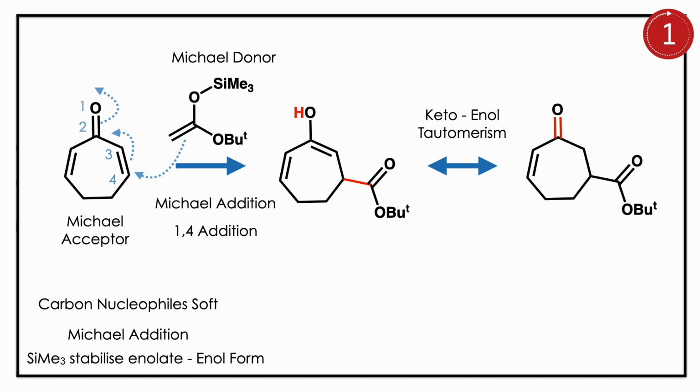It attacks the fourth position. You have a new CC bond. You have enol situation. Enol becomes ketone. You have the final product. The concept you have to learn here is, whenever you look at trimethylsilyl, you might imagine enolate presence and use it as the Michael donor.